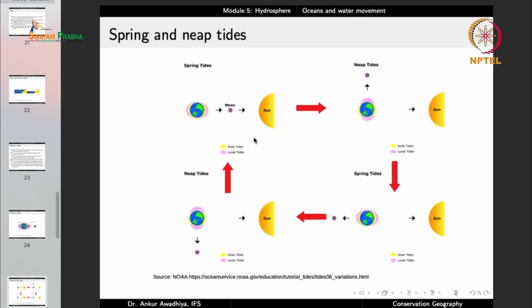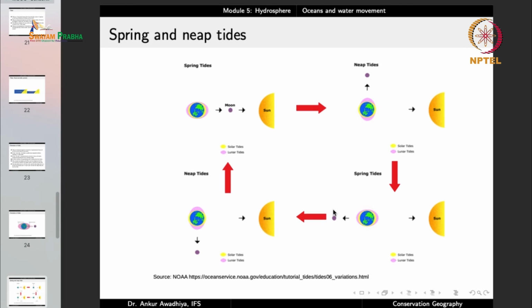In this case, the yellow color shows the solar tides and the pink color shows the lunar tides. When the moon and the sun are on one side, so the earth, the moon and the sun form a straight line, we get a high tide, and the height is very high because both of these impacts are adding together. Similarly on this side as well, both the impacts are adding together. So when you have both the sun and the moon on one side, or the sun and the moon on opposite sides, in both of these cases we get spring tides, in which case we get very high tides and very low tides.